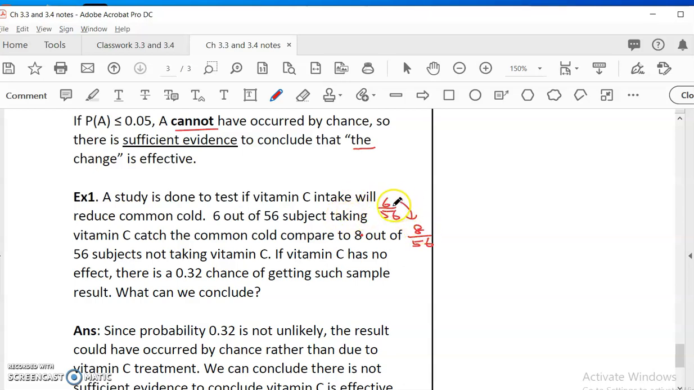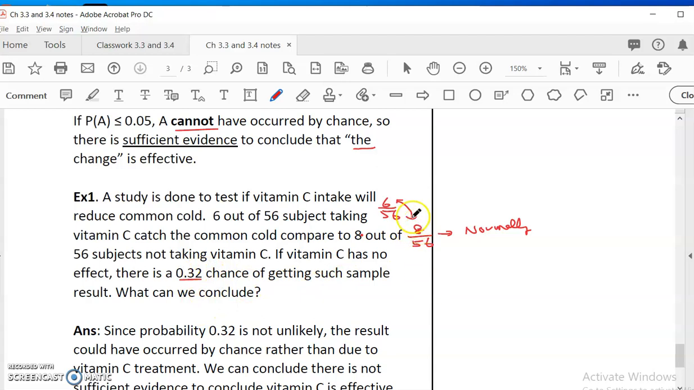By common sense, we know that 6 is not too far away from 8. And actually, in probability, we can calculate the chance of getting such a smaller number if 8 is the acceptable or normal range. Normally, if none of the people take vitamin C, 8 out of 56 will catch a cold, but it might vary. Sometimes it's 7, sometimes it's 9, sometimes it might vary to 6. What is the chance that it will vary down to 6? The chance is 0.32. And in chapter 5, we'll talk about how to calculate this.